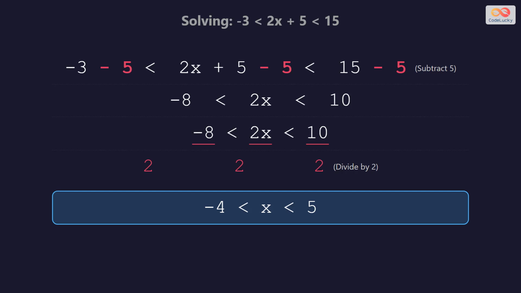First, we subtract 5 from all three parts. -3 minus 5 gives us -8. 15 minus 5 gives us 10. Now we have -8 is less than 2x is less than 10. Finally, divide everything by 2. We get -4 is less than x, which is less than 5.